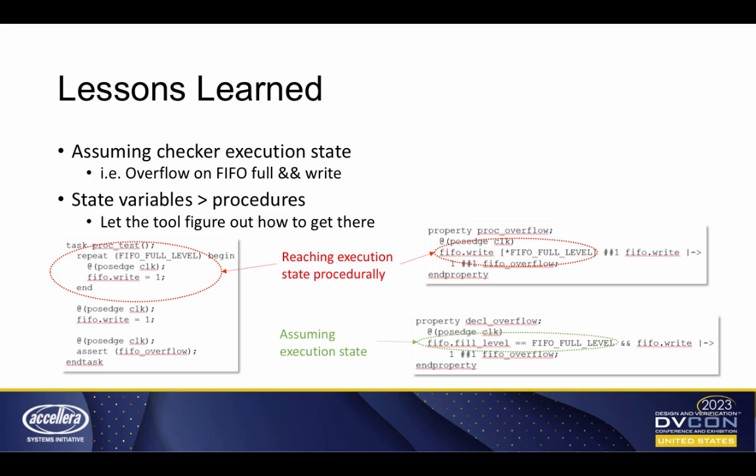Just by realizing this, again, with my simulation background, I think I was lulled into the idea that I needed to write properties similar to how I would write a procedural test. But with formal property checking, you don't need to do that. You can rely on the tool to take you to where you need to go. If you can describe the state that you need to be in, just describe that state, let the tool take you there, and then you apply your stimulus and check from there. So this was a really important lesson learned that let me significantly simplify the properties that I was writing.